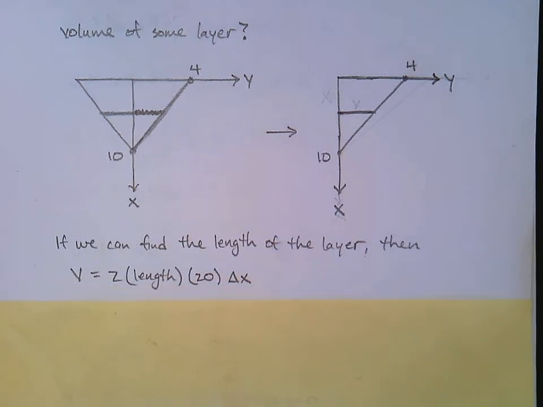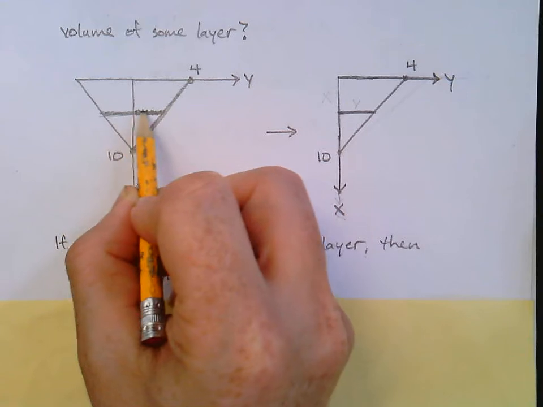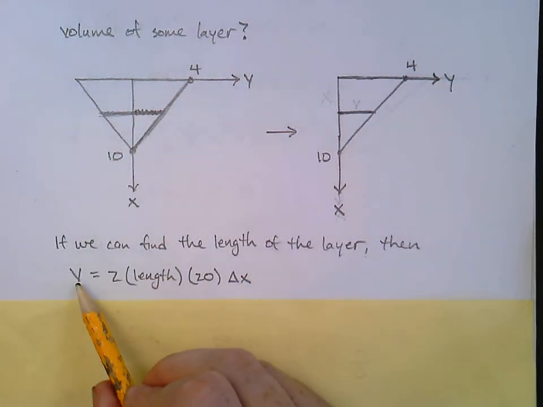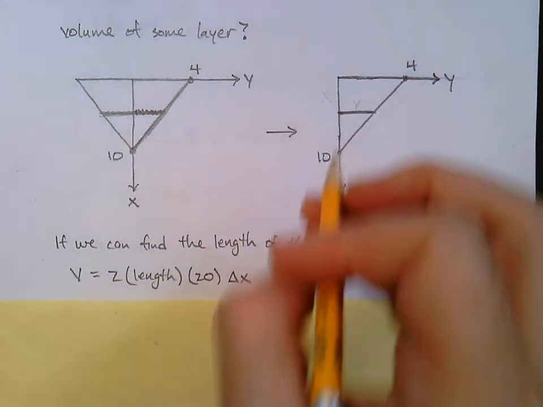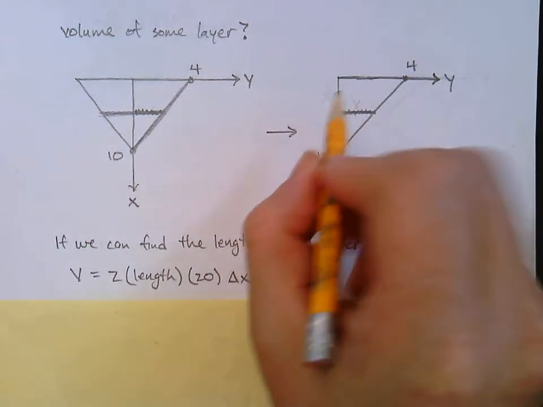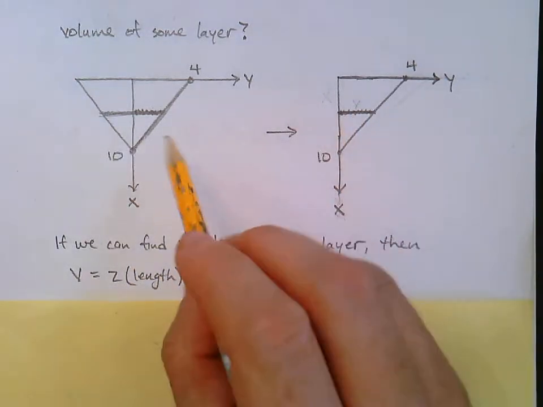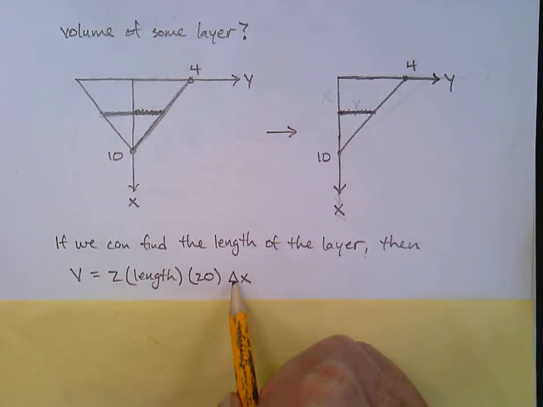Here is, I'll just show you all this. If we can find the length of the layer, so when I say the length of the layer, I'm really talking about this full length here, the length of that water. Then we will know the volume of water equals twice that length. Okay, I should say if we can find the length of the layer here. My mistake. If we can figure out this length, then the volume will be 2 times that, because it's actually twice as long, times 20 times delta x.